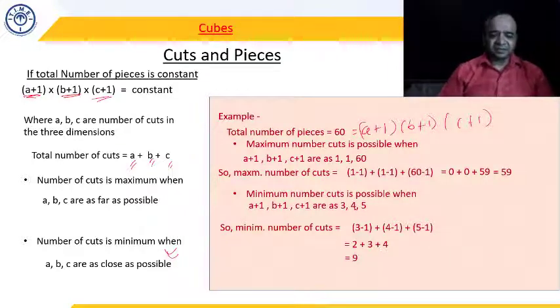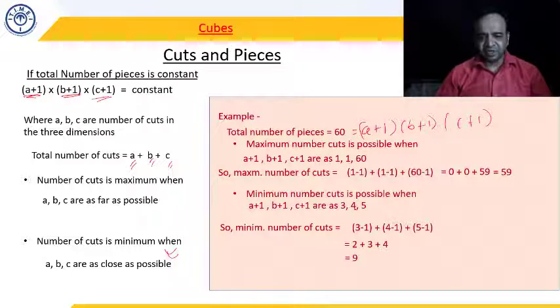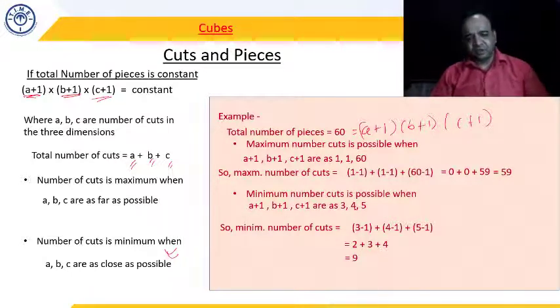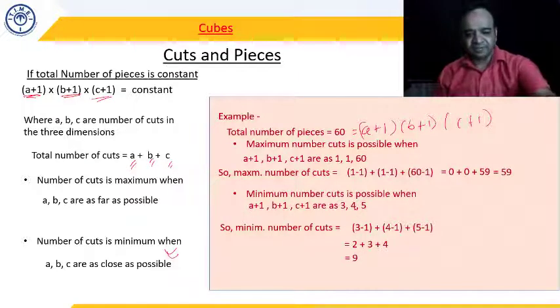For minimizing the cuts, obviously the distribution should be along as many dimensions as possible, and in that case we obtain the minimum number of cuts required when these are as close as possible. I hope this is clear.